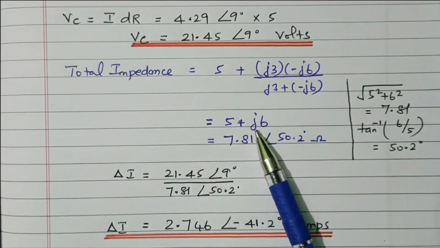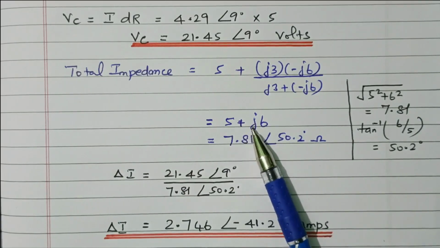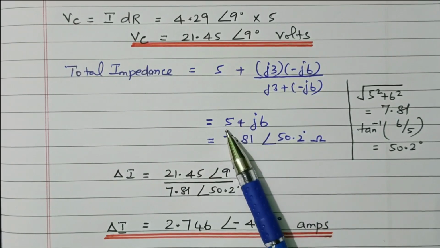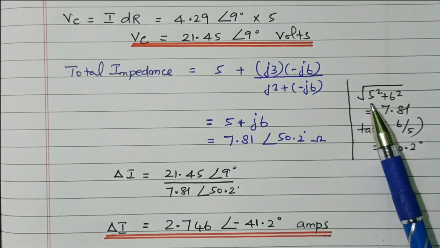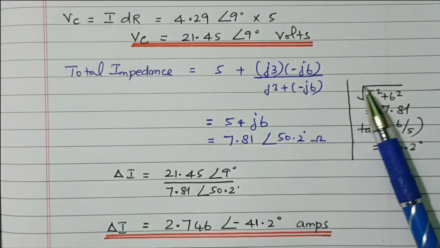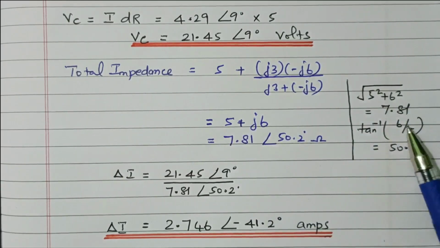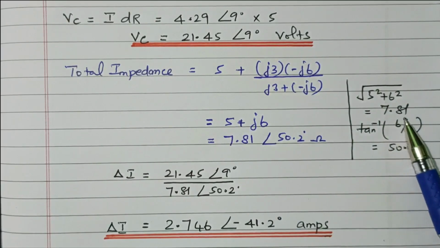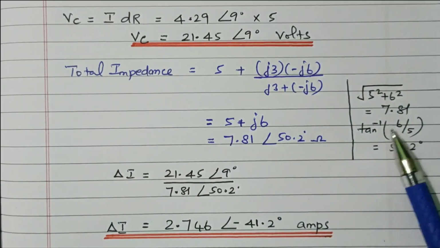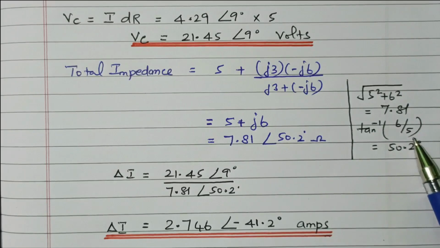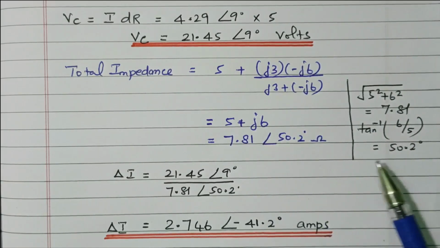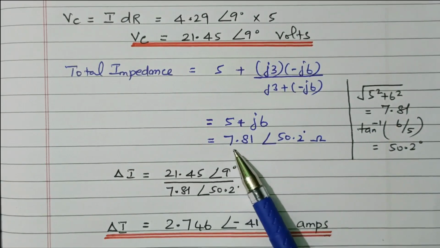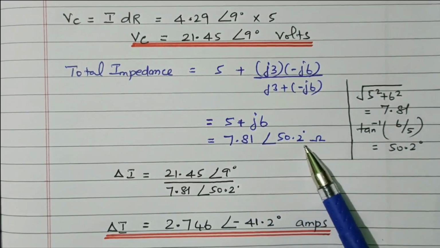Only here it is 5 plus j6, in the previous case 10 plus j6. This is the rectangular form, which is converted into polar form. How? Square root of 5 squared plus 6 squared, so 7.81. The angle is tan inverse of b by a, the imaginary term divided by the real term, 6 by 5, which is 50.2 degrees. So the magnitude is 7.81 and the angle is 50.2 degrees.